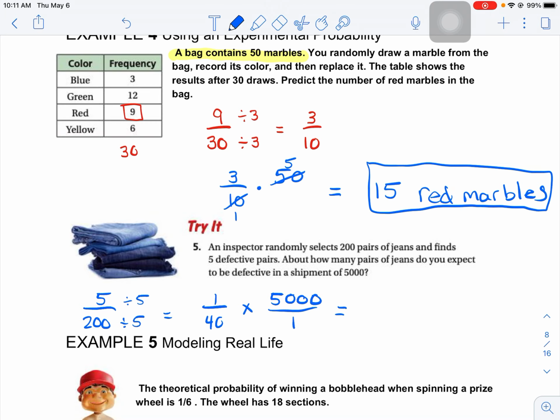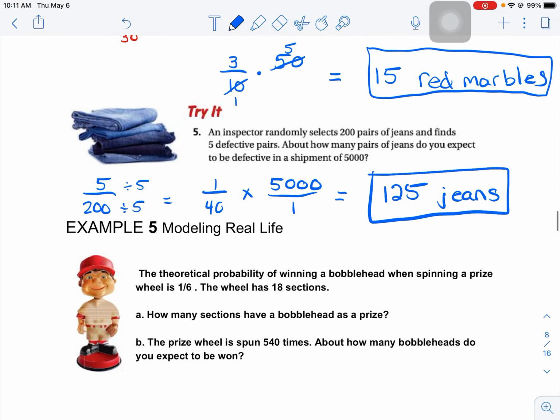All right, so I'm going to multiply those together, or do 5,000 divided by 40, and that gives me 125 jeans. Okay, will be defective.